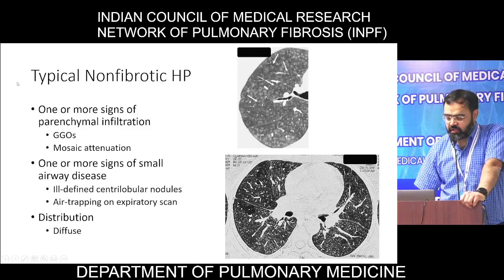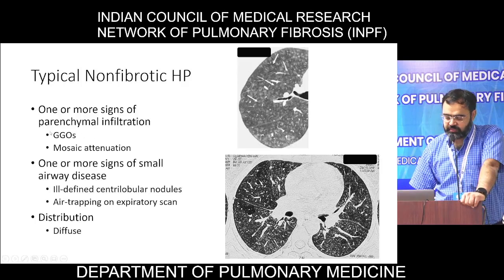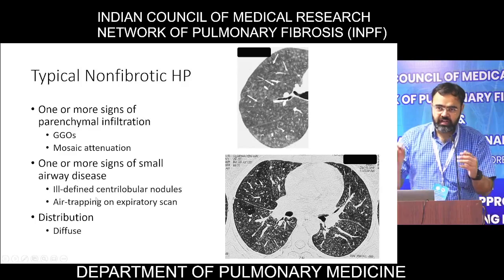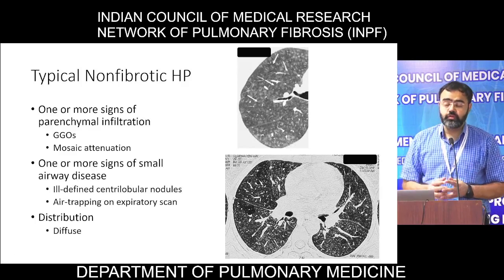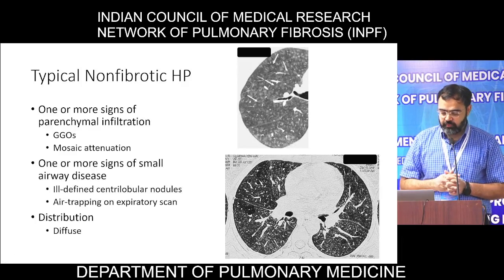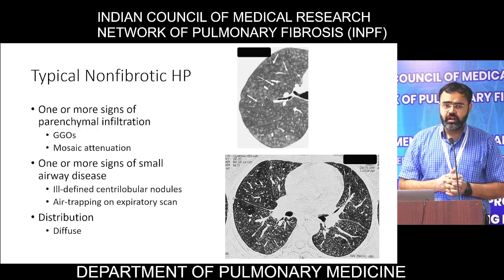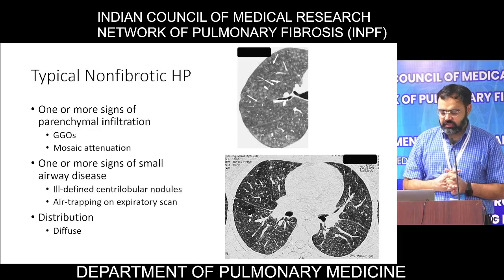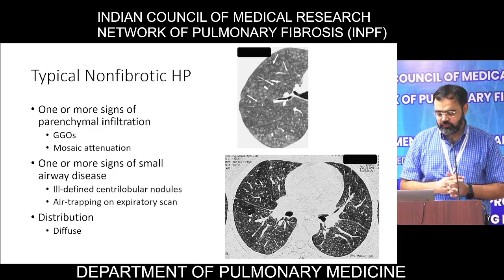Parenchymal infiltration is represented by ground glass opacities or ill-defined nodules, and mosaic attenuation. I'll show you the mosaic attenuation later. And one or more signs of small airway disease. The ill-defined centrilobular nodules are actually in the small airways, which go to the centrilobular region, and there, because there is airway-centric inflammation, lymphocytic infiltration with some amount of giant cells or ill-defined granulomas, that causes these ill-defined centrilobular nodules. Then air trapping occurs on expiratory scans.